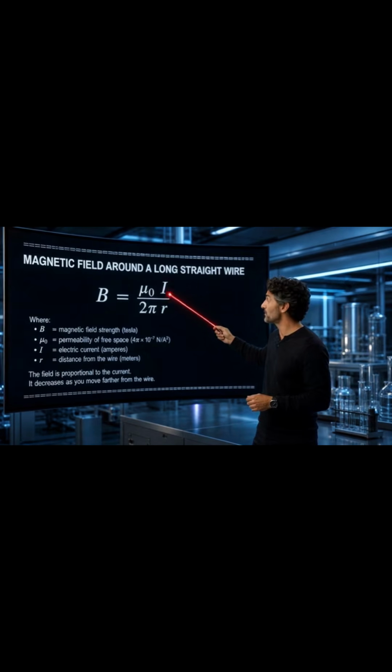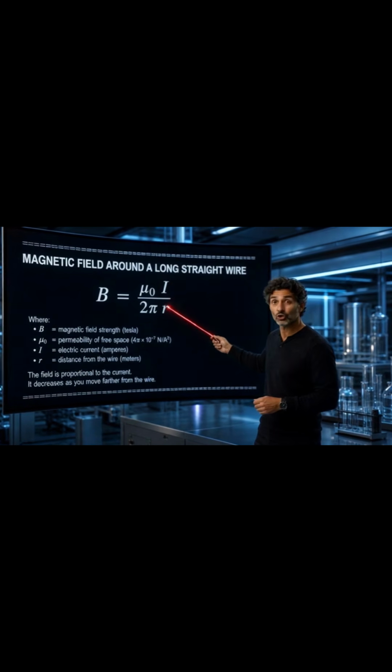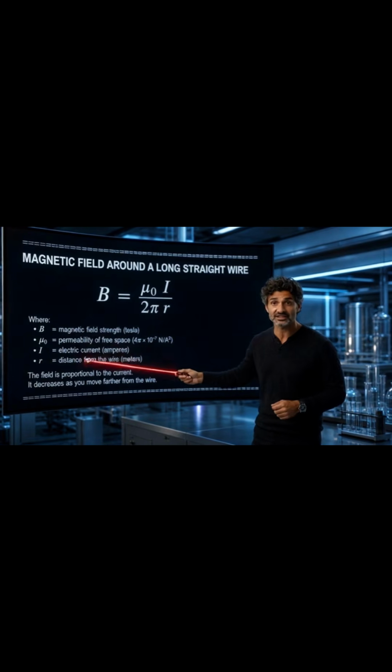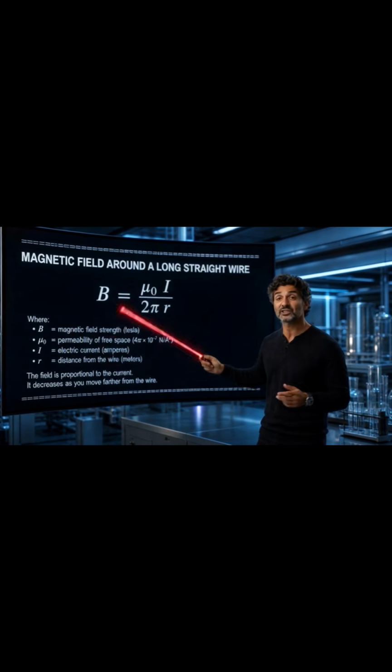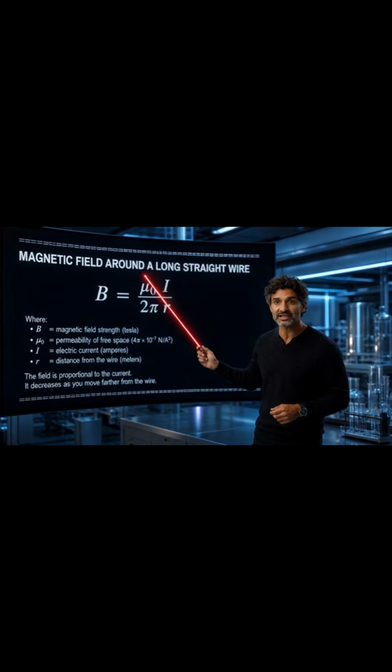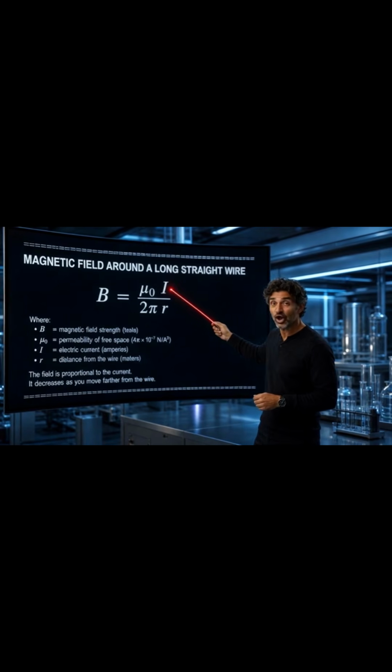The magnetic field created by a straight wire depends on the current. More current, stronger field. The field also depends on distance, twice as far, half the field. And it depends on a fundamental constant called the permeability of free space, mu0. The permeability of free space, mu0, is the value in a vacuum.